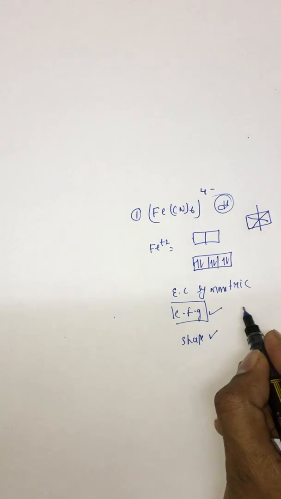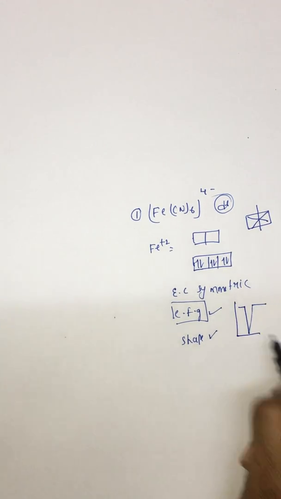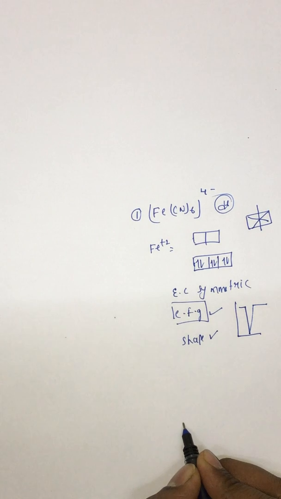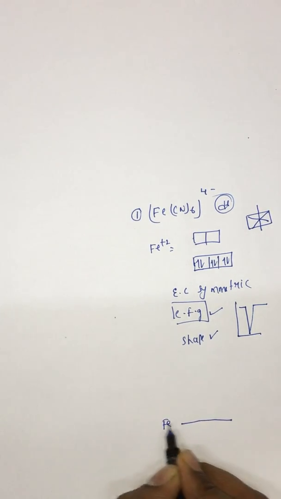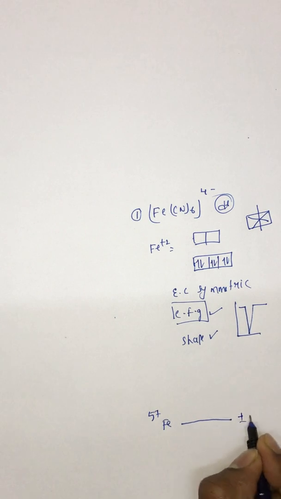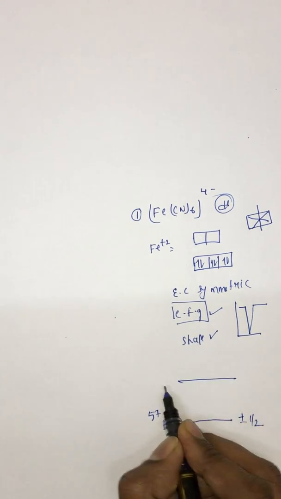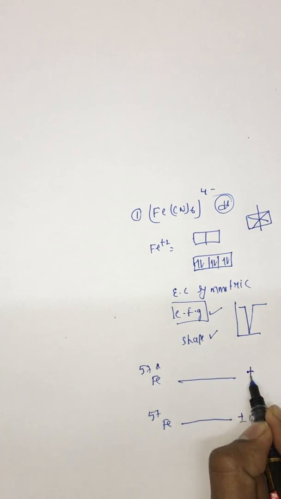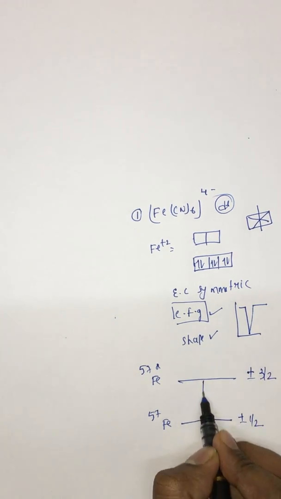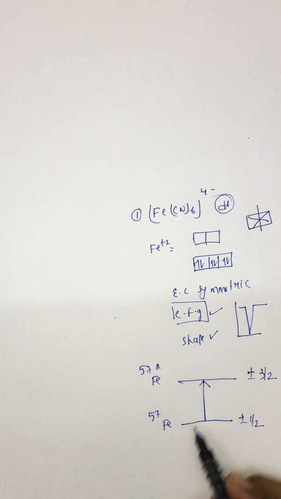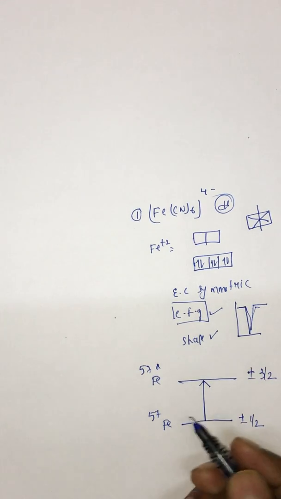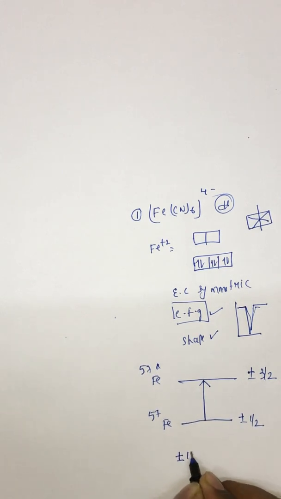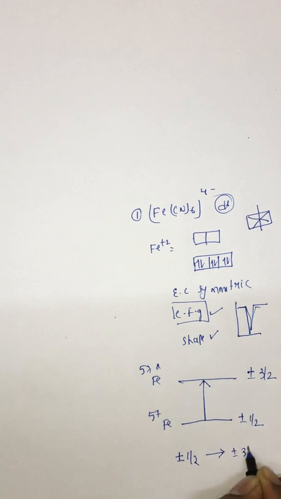So if both are symmetric, that means we will find only one line in the Mössbauer spectra, and now we will see what kind of transition that is. We know that iron-57 in the ground state has spin ±1/2, and iron-57 in the excited state has spin ±3/2. So here we will see only one transition. Where we are not seeing quadrupole splitting and are finding only one transition, that transition is from ±1/2 to ±3/2.